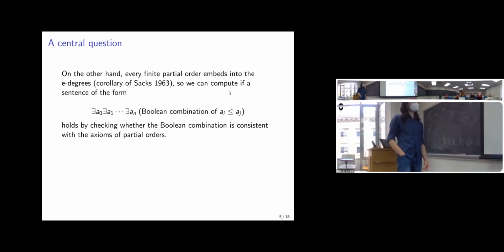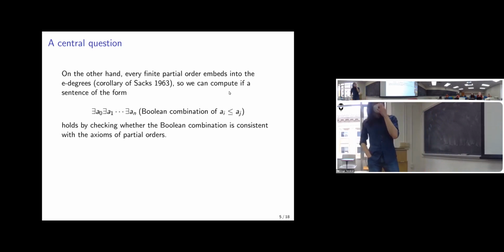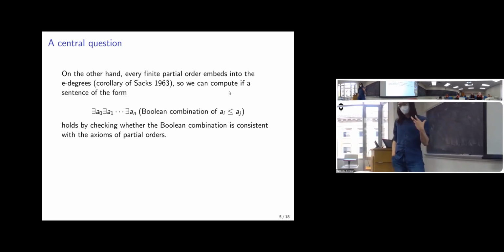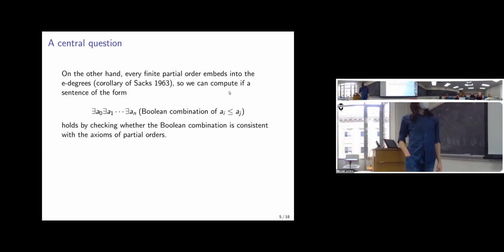But let me comment that if you have a simple first order sentence, namely a first order sentence of this form, a bunch of existential quantifiers followed by a Boolean combination of the ordering relation, then we can actually compute whether it's true or not. The reason is that every finite partial order embeds into the degree structure. In this case the E degrees, but it's also true of all the other degree structures.